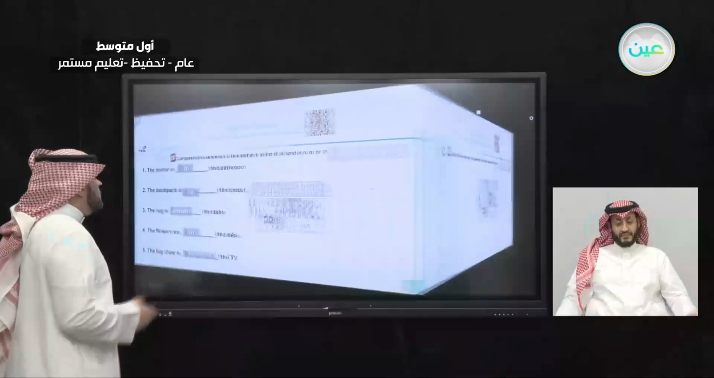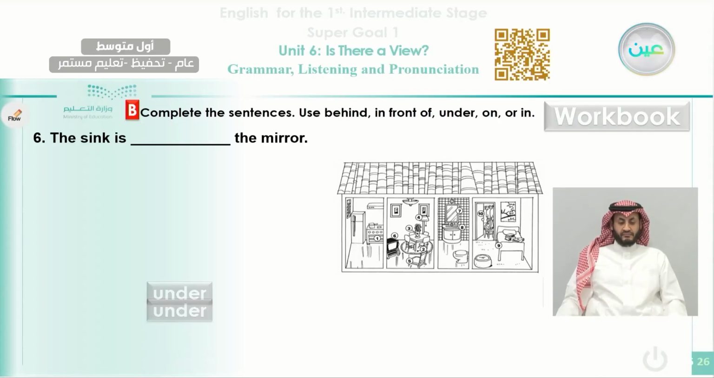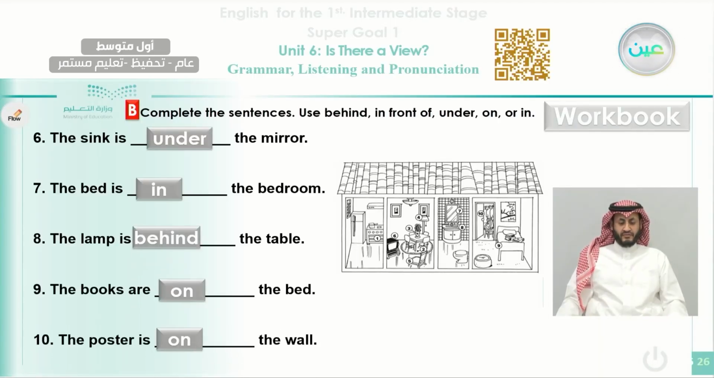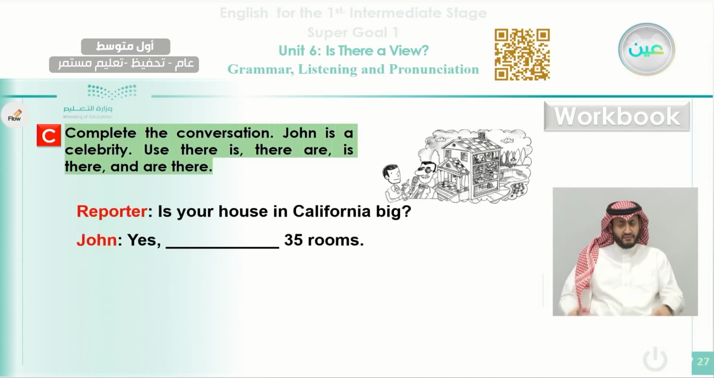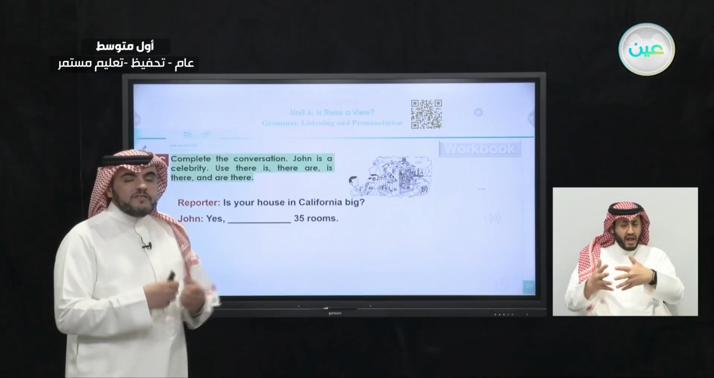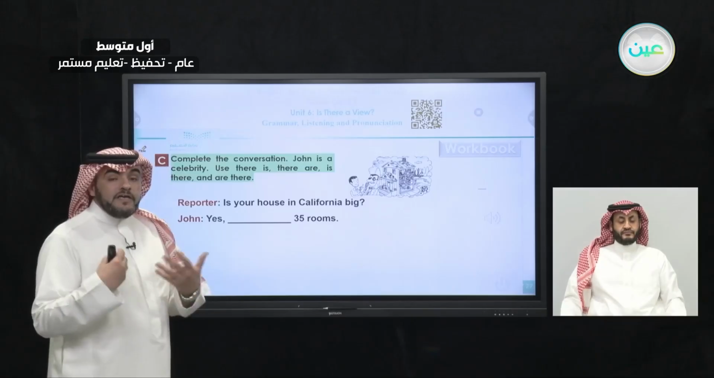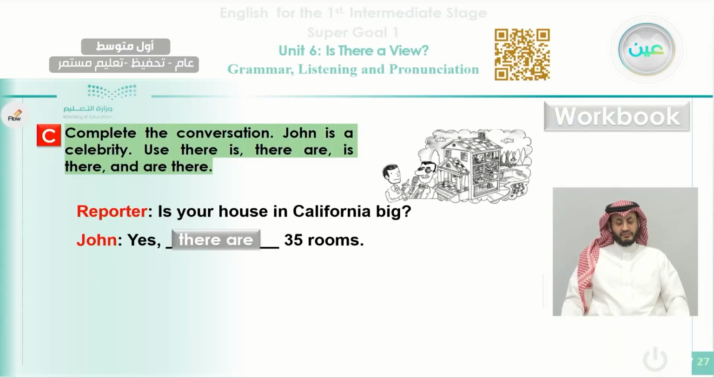Okay, now we move to another question here. We talk about the celebrity, as we said before. Complete the conversation. John is a celebrity. Use there is, there are, is there, and are there. Okay, this is a famous person. His name is John. We call him a celebrity, and he has an interview with the reporter. The reporter is asking him, is your house in California big? He's asking about the house that this celebrity has. Is it big? And the answer, yes, it is.